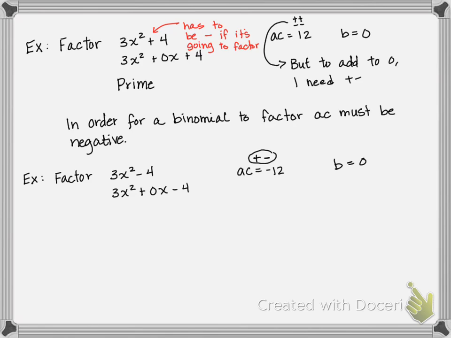So let's make our list. 1 and 12, 2 and 6, 3 and 4, and we'll make one of them negative. Do any of those add to 0? In addition to one of the numbers being negative and one being positive, there's more of a restriction here to add to 0, right? What other property do the two numbers have to satisfy if they're going to add to 0?